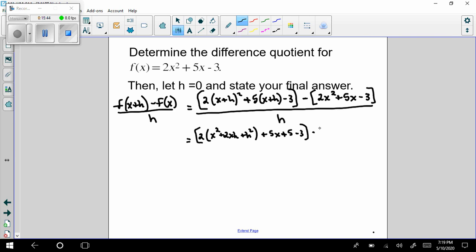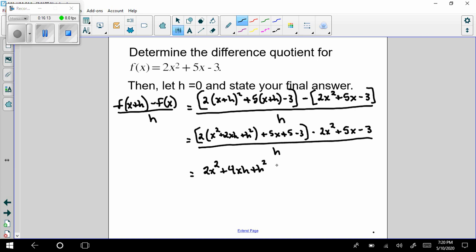So then here you need to make sure you distribute your negative sign. If you remember, the goal here is to get rid of that denominator of h, because then we're going to substitute h equals 0 for the next step on this. Okay, so I still have my h in the bottom. So I have 2x squared plus 4xh plus h squared plus 5x plus 5h. I forgot my h there. Making all kinds of errors.